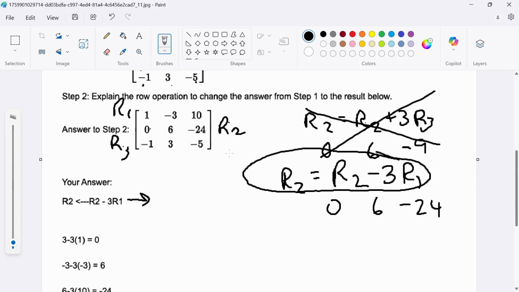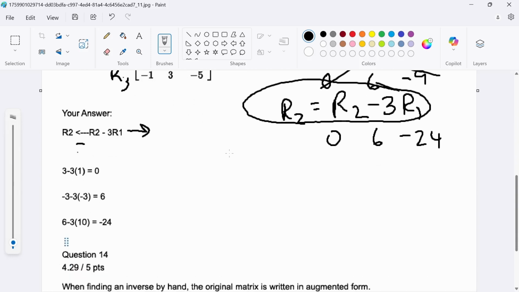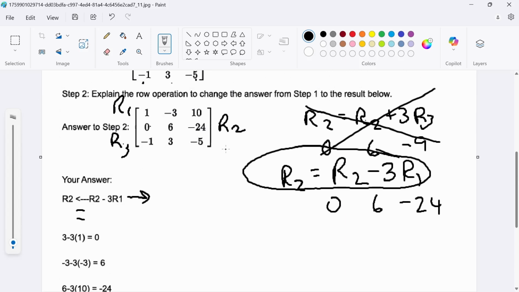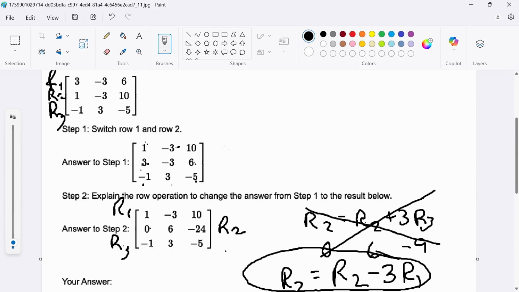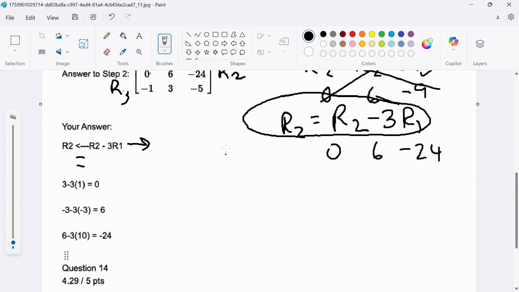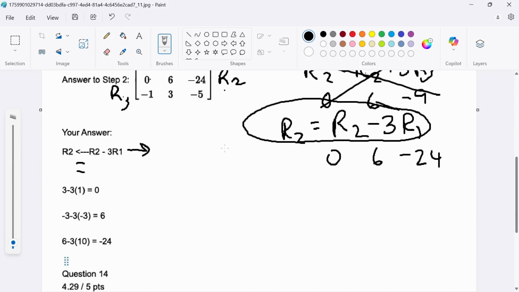It marked it wrong. So I'm thinking this had to be an equals. When we put an arrow pointing, it didn't like that. That's how I usually write it, but it probably had to be an equal. Sometimes with these computer tests, it's a chore to figure out how it wants it entered. But anyway, that's question 13.